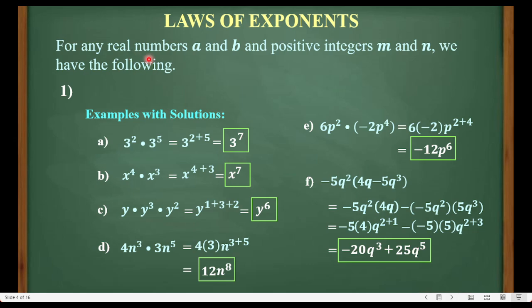for any real numbers a and b and positive integers m and n, we have the following laws. Particularly number 1, if we have the generalization of this, say we have the first factor a to the m multiplied by a to the n, we just copy the base, so that is a raised to the sum of m and n. And we call this law the product law. Okay?